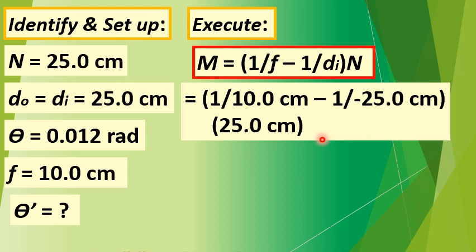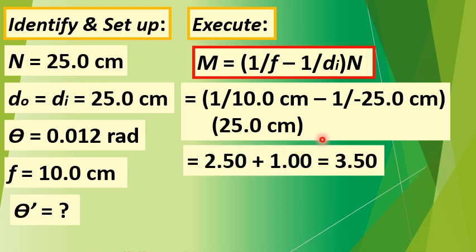So doing our math, we actually get 2.50. That is the result of multiplying 25.0 by the fraction 1 over 10.0 centimeters. And then 1.00 is the result of multiplying 25.0 centimeters by the fraction 1 over negative 25.0 centimeters. So we get the value of capital M equal to 3.50.